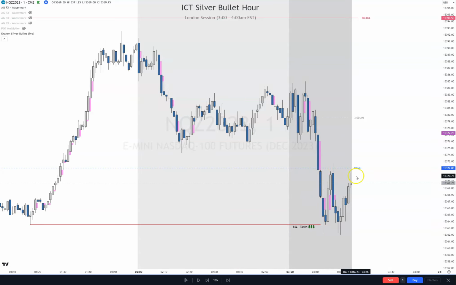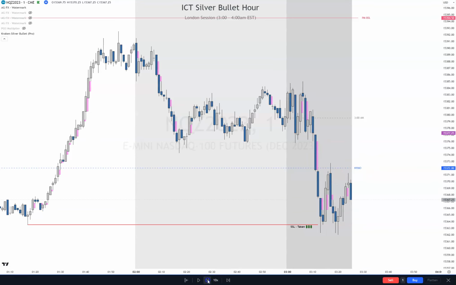There's a failure swing there. Hopefully it can keep going. Break this high. We could probably enter on that. Come up, come enter on that fair value gap. Well, that just didn't happen, did it?